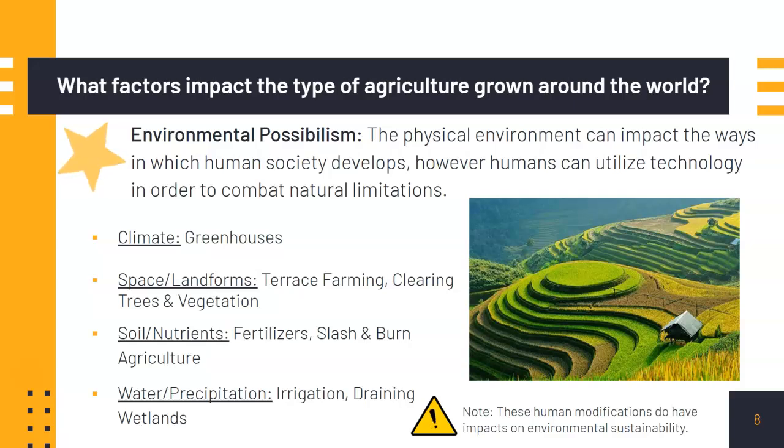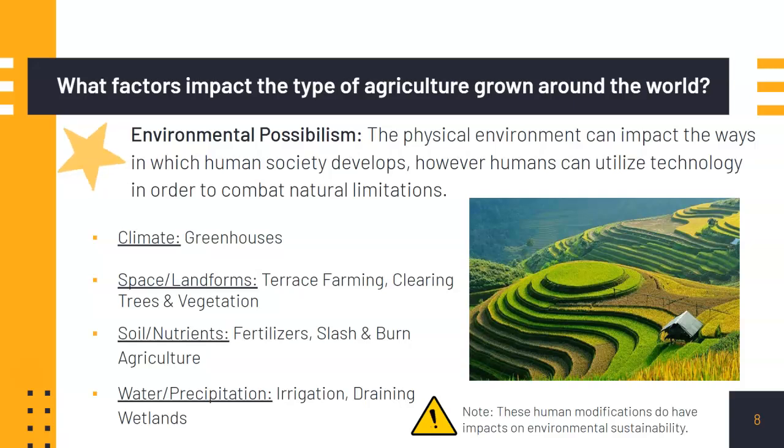Space and landforms also present challenges, but they can be modified to suit agricultural needs. A well-known example is terrace farming, shown here, where hillsides are carved into step-like formations to create flat areas for planting. This technique, used in regions like Southeast Asia and the Andes, helps conserve water and reduce soil erosion.